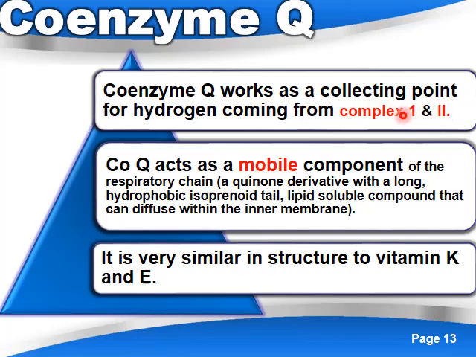It is the collecting point receiving hydrogen from complex 1 and complex 2. Complex 1 passes hydrogen to CoQ, and complex 2 also enters hydrogen to CoQ.